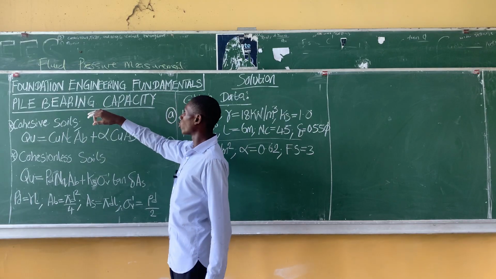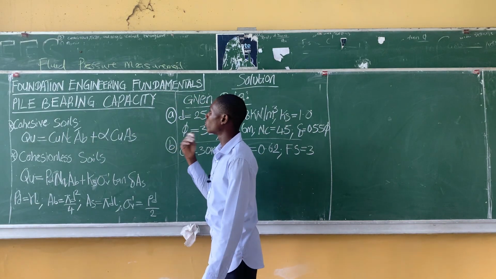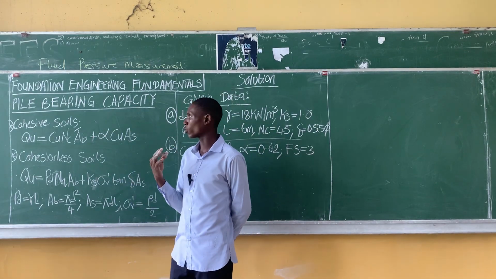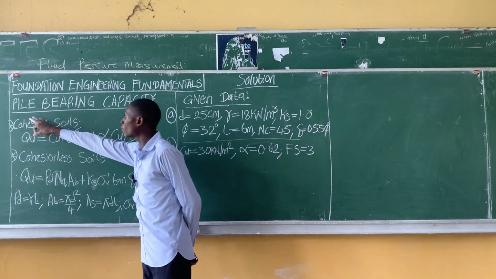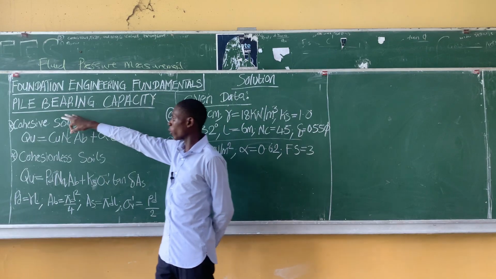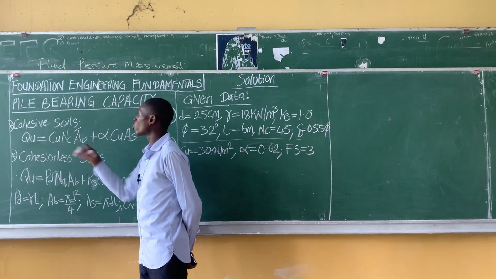Bearing capacity. The bearing capacity that we will be considering is the bearing capacity of driven piles. We basically have two conditions when we consider the bearing capacity of driven piles. The first condition is if the soil in which the pile is being driven is a cohesive soil, and the second condition is if the soil is a cohesionless soil.